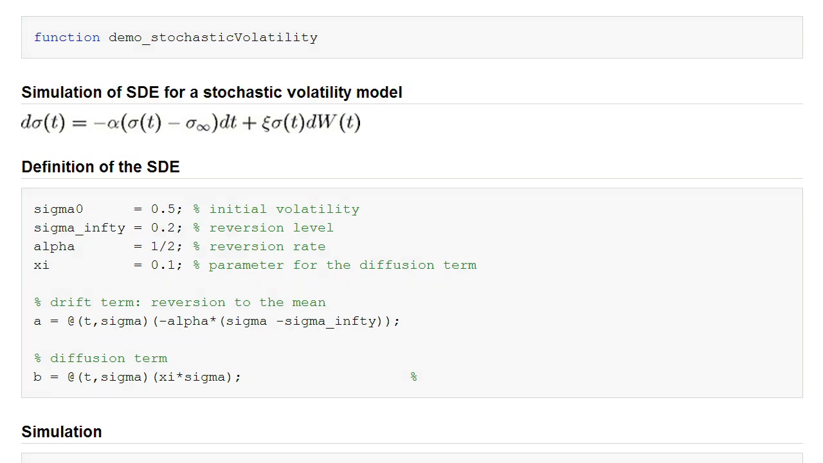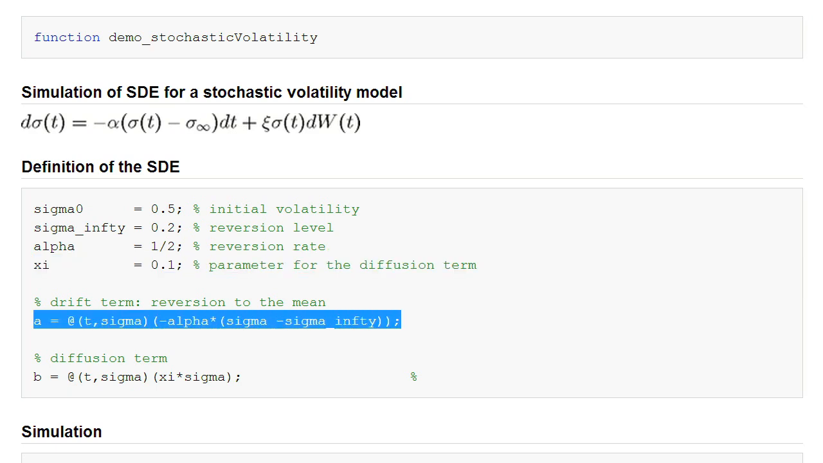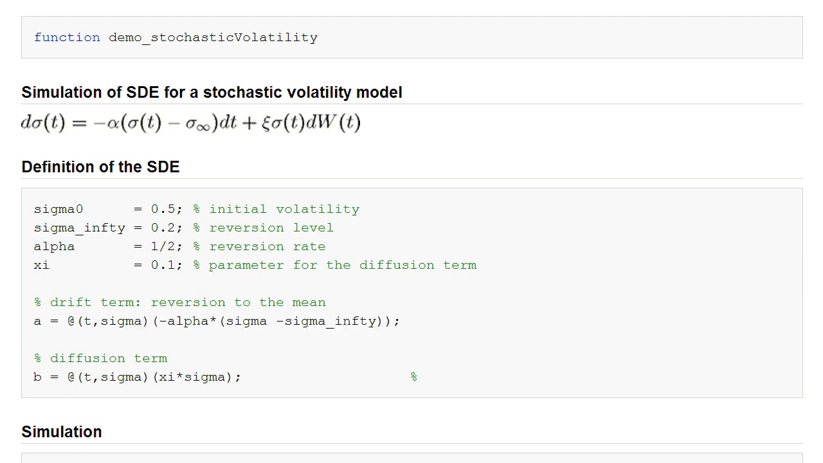Here is the definition of the stochastic differential equation. The initial volatility is 0.5, the reversion level is 0.2, the reversion rate is 1/2, and the parameter chi is 0.1. A is a handle to the function that defines the drift term, and it has the reversion to the mean form. B is a handle to the function that defines the diffusion term, and it's simply psi times sigma, the level of the stochastic volatility.